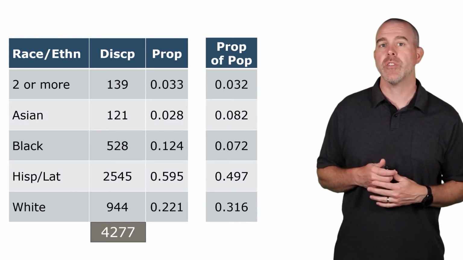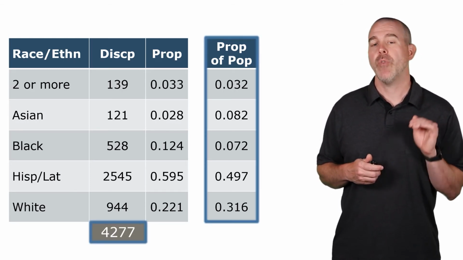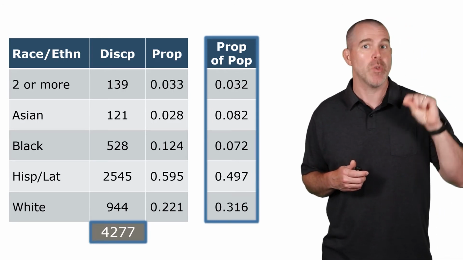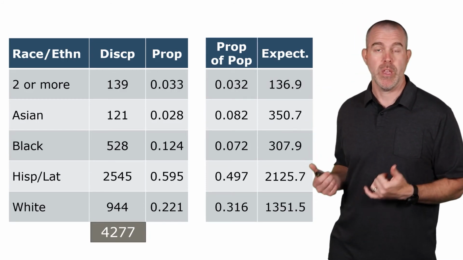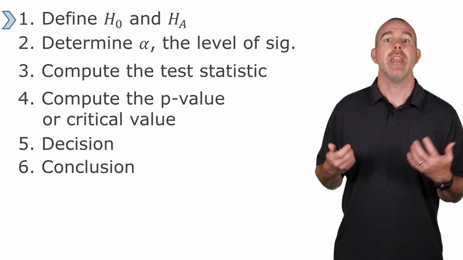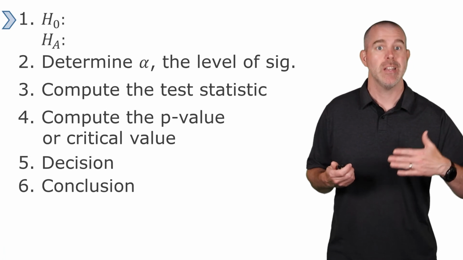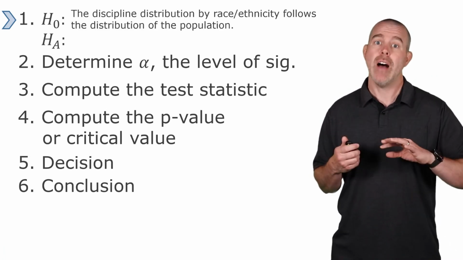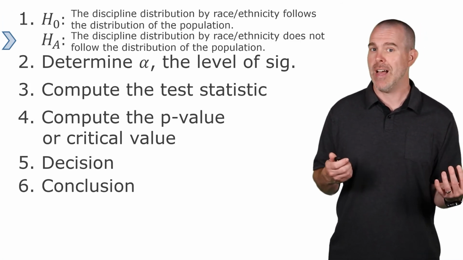So there are 4,277 total discipline referrals. If we take those and multiply by the proportion that each group is of the population, here's what we would expect for each group if they followed the same distribution as the population. Now we have an observed versus expected, and we can do a test. The null hypothesis here is that the distribution for discipline follows the distribution of the population. And the alternative would be that it does not.